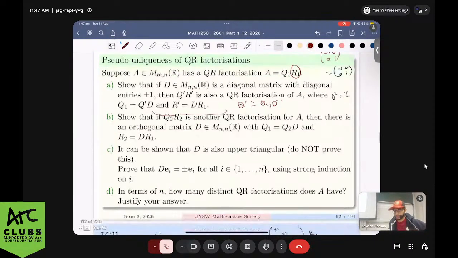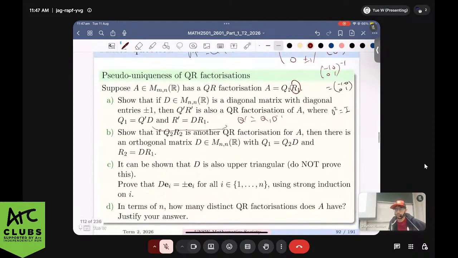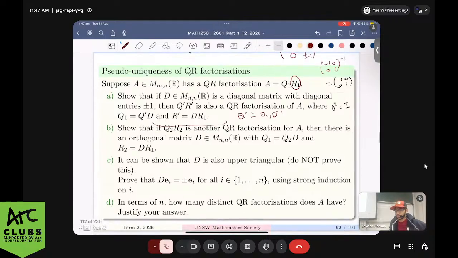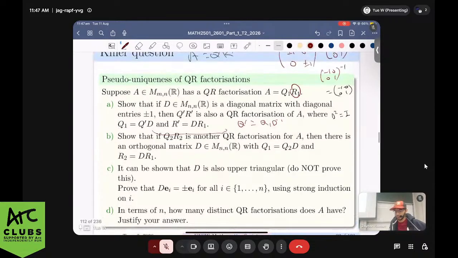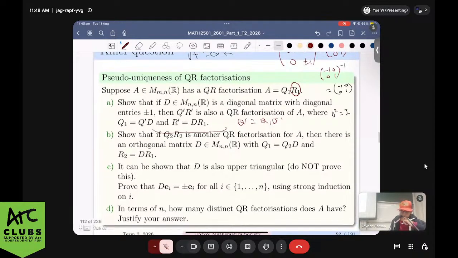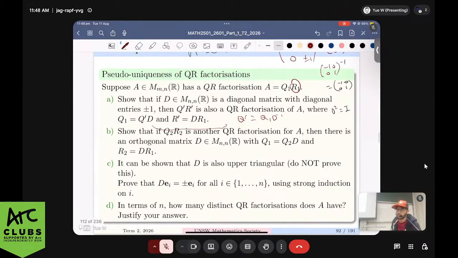I think this is a hard question, and this is just part A, so I wouldn't think they'd give us something like that. Okay, so part A basically says you can take a QR factorization and apply a transformation to it, and you'll get a new one. Now, this is showing part B.